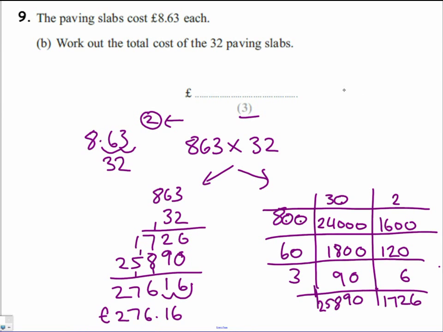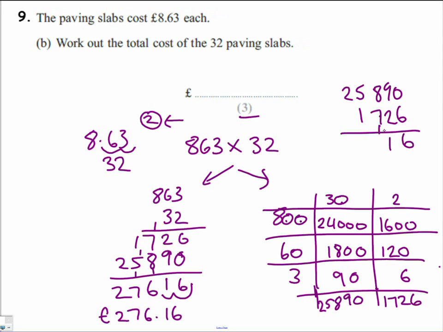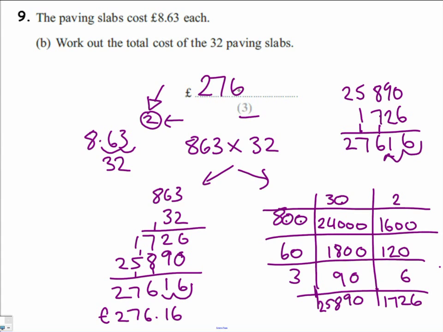So now we need to add our 25,890 to our 1,726. So 6 plus 0 is 6. 9 plus 2 is 11. 8 and 7 is 15, plus 1 is 16. 5 plus 1 plus 1 is 7, and then just the 2. And same again, because we've got our 2 decimal places to move it back, it gives us the same answer, which is £276.16.